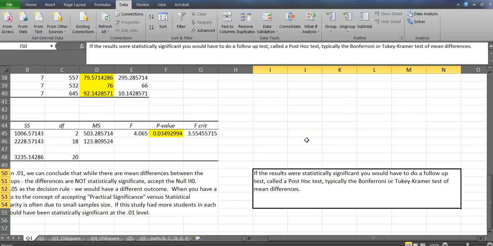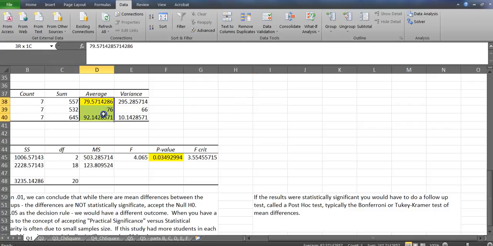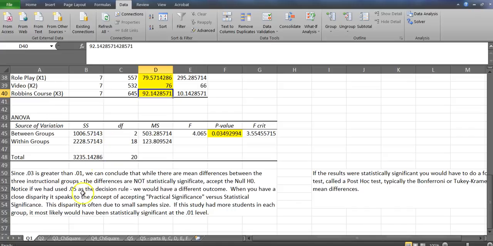So those post hoc tests have names. There's the Bonferroni procedure or the Tukey-Kramer test of mean differences. They're used interchangeably. What those post hoc tests do is look at these particular means and compare each one. So it compares this one to this one, this one to this one, this one to this one, and tests whether or not those are statistically significant. Just to give you more precision, not only did the ANOVA tell us that they're statistically different, however, they're different by this much and by these particular comparisons. So that's actually helpful information to know when you get out in the real world.